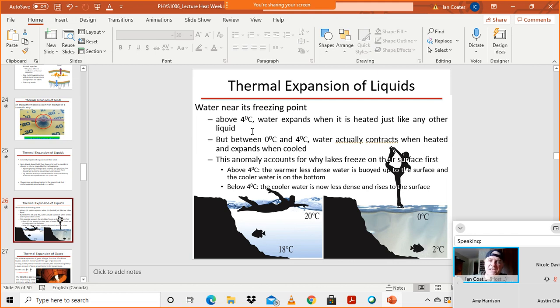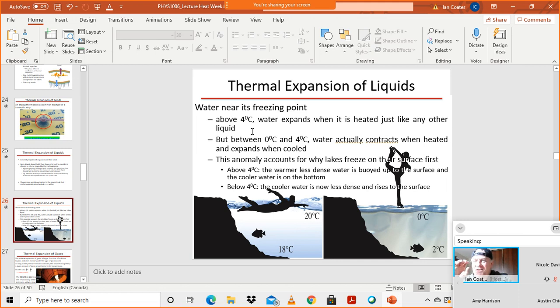Above 4 degrees Celsius, so water that is above 4 degrees, it's a liquid, it expands when it is heated, just like any other liquid, just like any metal. If you heat water that's above 4 degrees, or heat anything like metal, it'll expand like it should, like we've been talking about for the past couple slides. But between 0 and 4 degrees, water does something very different. When it is heated, it actually contracts, okay? And when it is cooled, it expands.